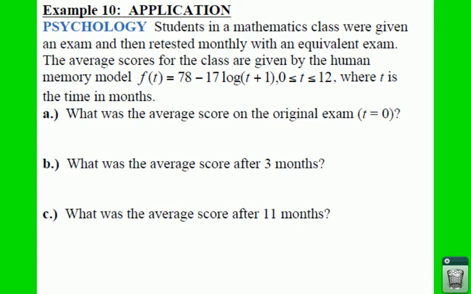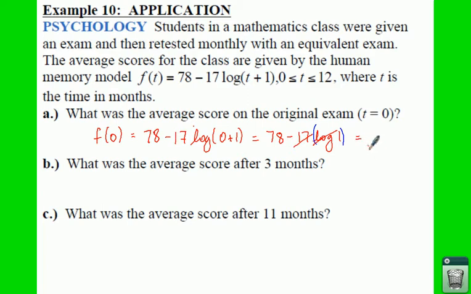So if you want to figure out what the average score is on your original exam, you just say t equals 0. So if we want to find f of 0, you say 78 minus 17 times the log of 0 plus 1, which is just log of 1. And if you remember correctly, what is the log of 1? Grace? It's 0! Nice job. So this cancels, which also cancels out your 17. So the average score in your original exam was just 78.